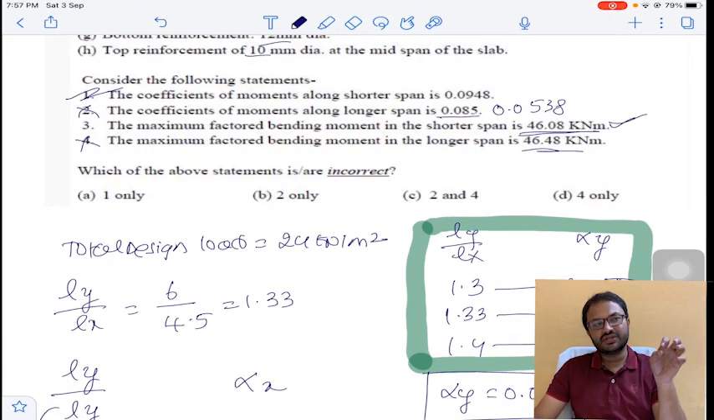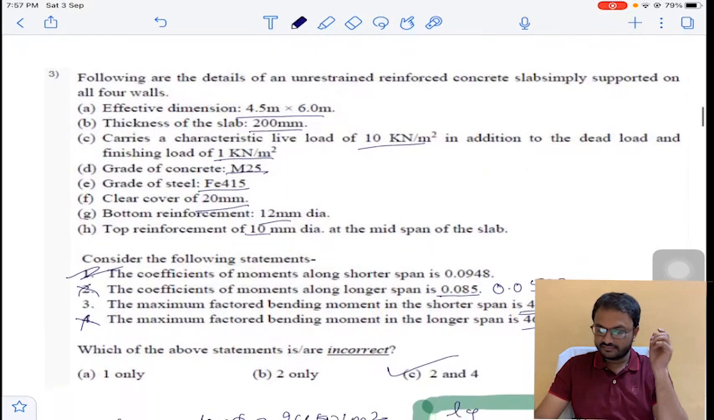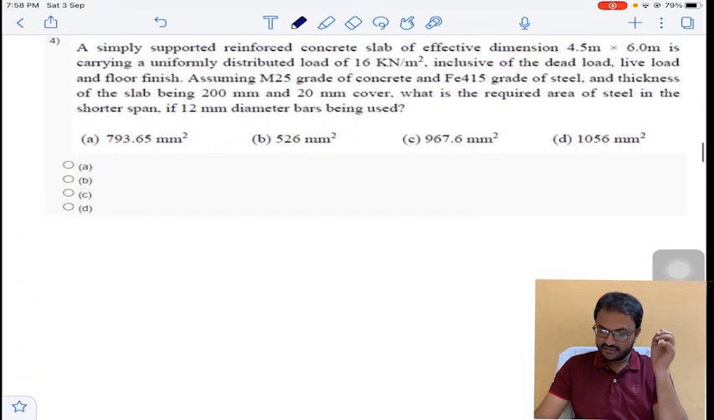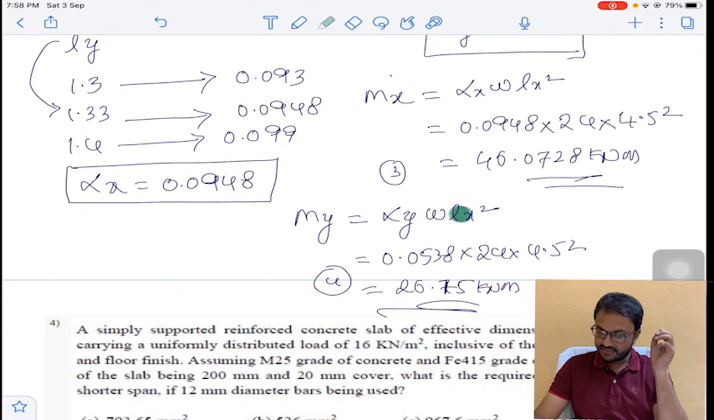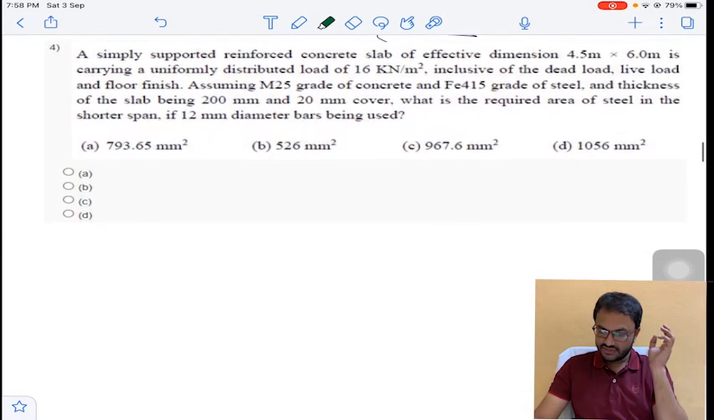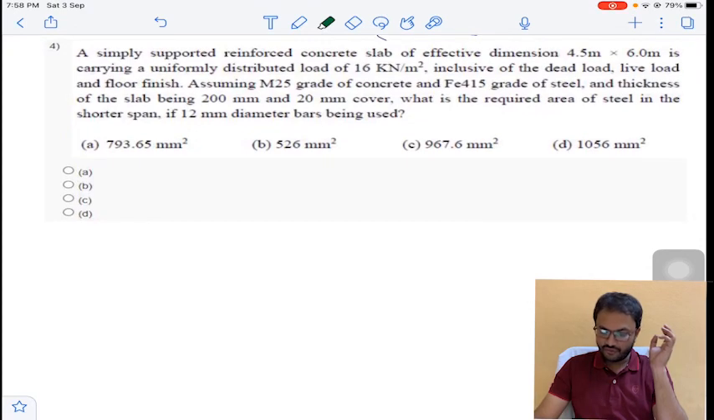So he asked which of the above statements are incorrect. So from the observation we can say that statement 2 and statement 4 are incorrect. So answer is C for question number 3. Okay. Very important questions all these. The most important concept here is when you are calculating moment along longer direction, you need to use shorter span, not longer span. Clear? So now, coming to question number 4.